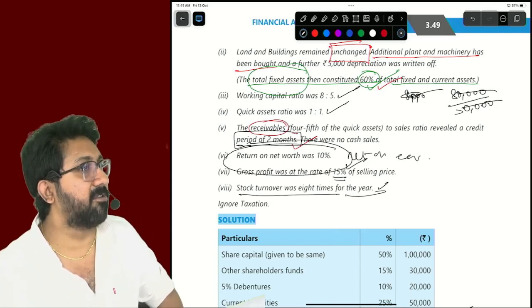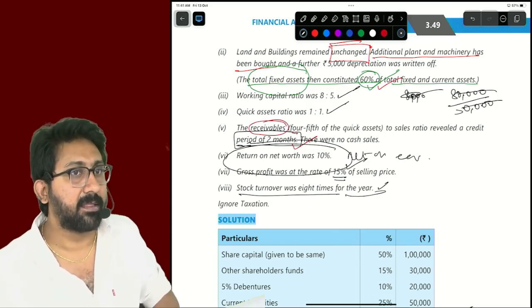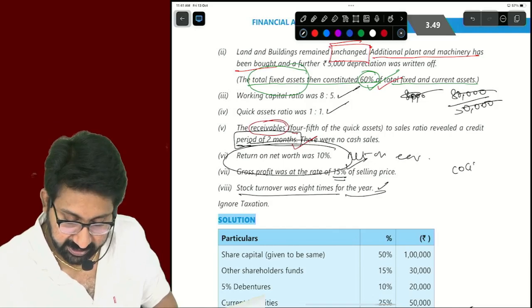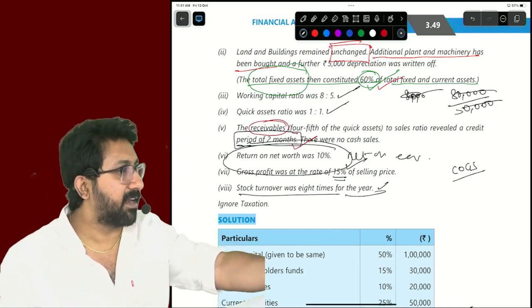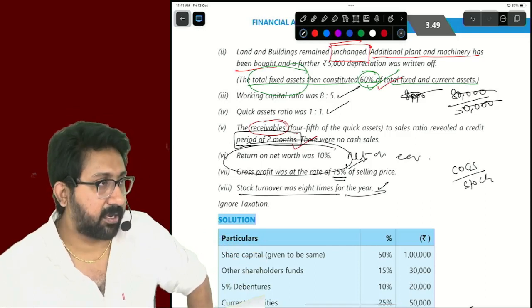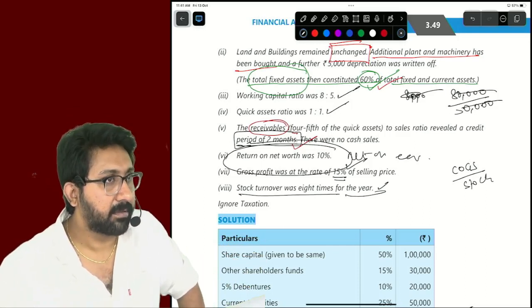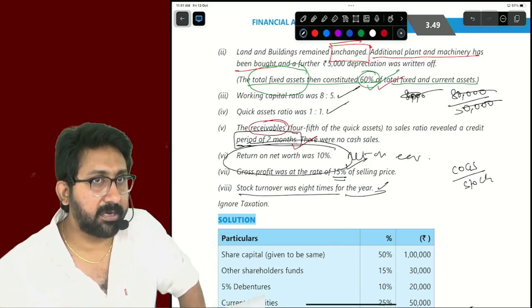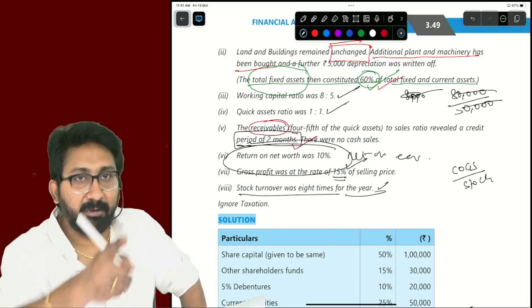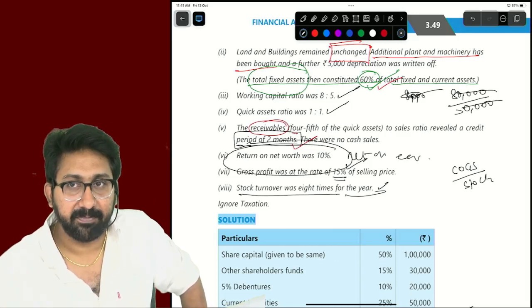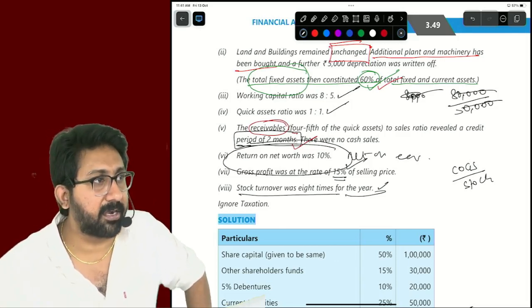What is my stock turnover formula? COGS divided by average stock. Opening not given, right? Therefore it will be only stock. Correct? What is the opening stock? They have given in the question, if you see there. They have given in the question or not?